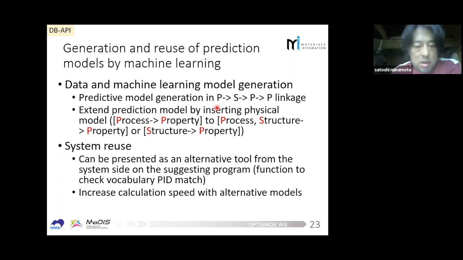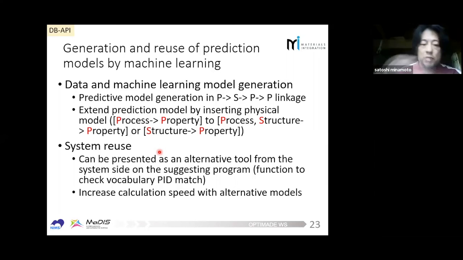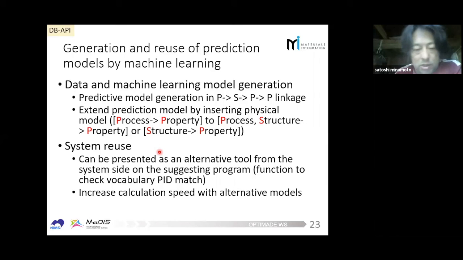Okay, and here's another feature of our system. I said that we are gathering the vocabulary related to the physical models or input files, input data. So if the vocabulary, exactly the persistent ID, matches another input file or metadata, the system can automatically connect different modules or different programs.